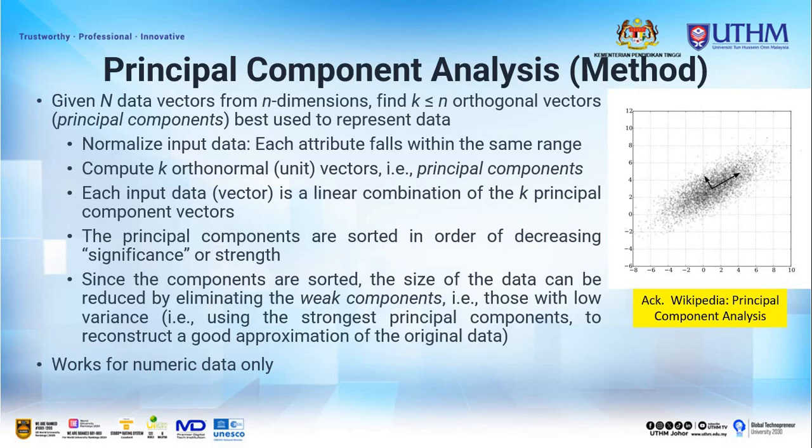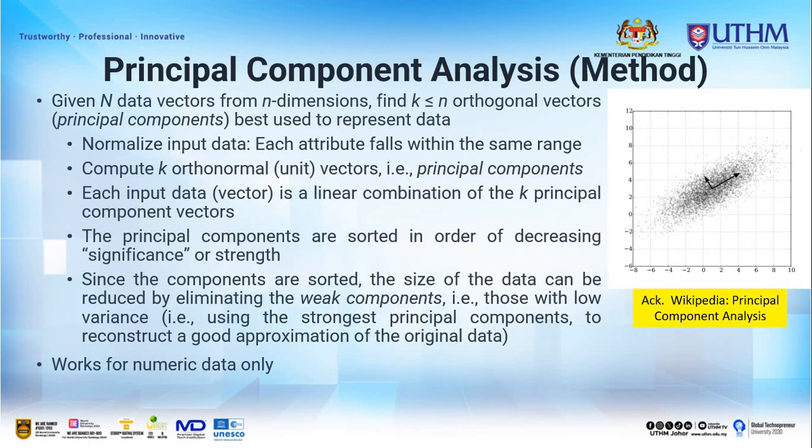The steps. The first step is to normalize the input data. It ensures each attribute falls within the same range to avoid bias towards variables with larger scale. Second is to compute the k orthonormal vectors. Find the k orthonormal unit vectors, which are the principal components, and these vectors define the new axes in the reduced dimensional space. Third, linear combination. Each input data vector can be expressed as a linear combination of the k principal component vectors.